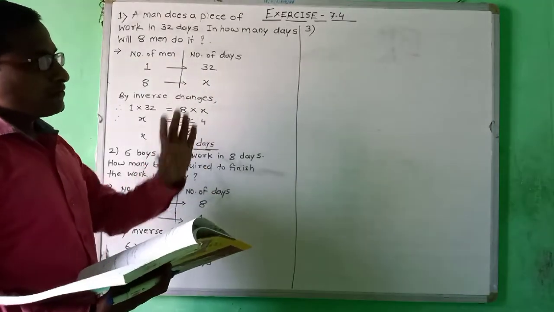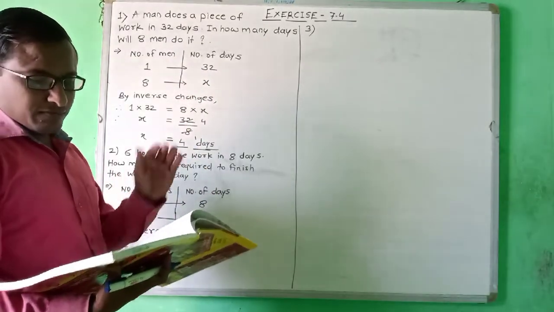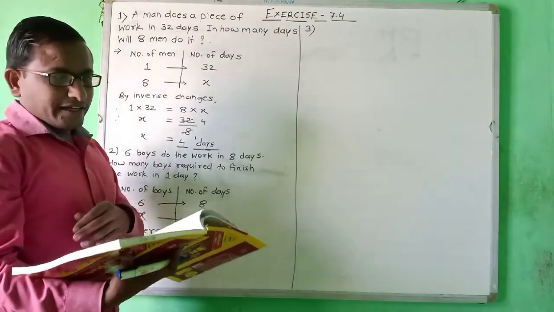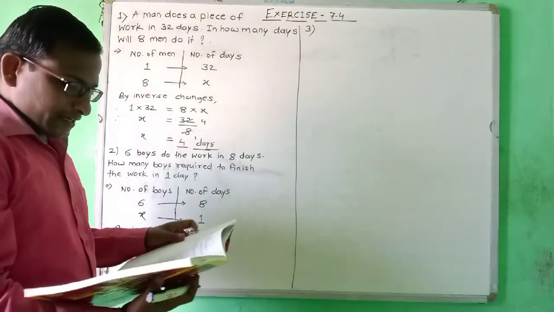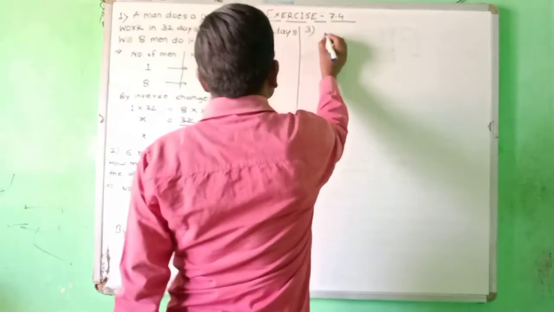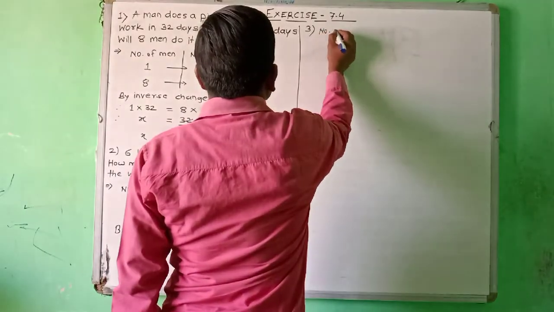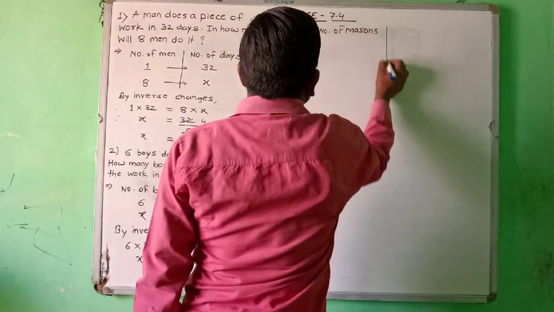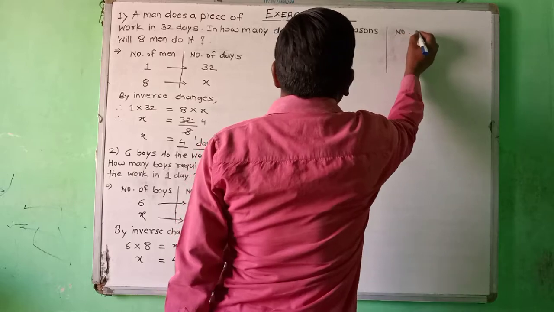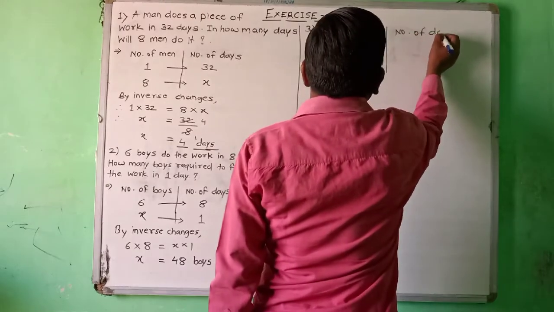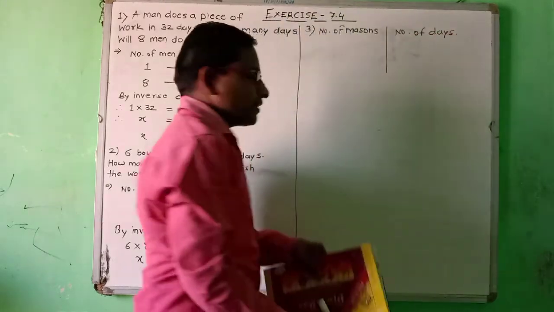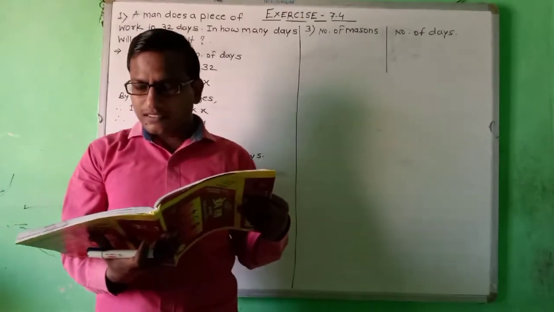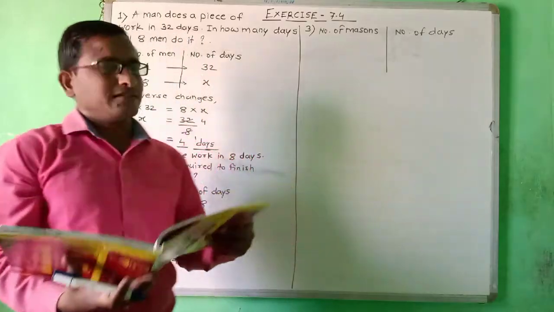Here again you make two columns. In the first column you write number of masons, and in the second column you write number of days. So see here, number of masons, and then in the second column number of days. In the first condition, listen carefully, 3 masons construct a wall in 10 days.